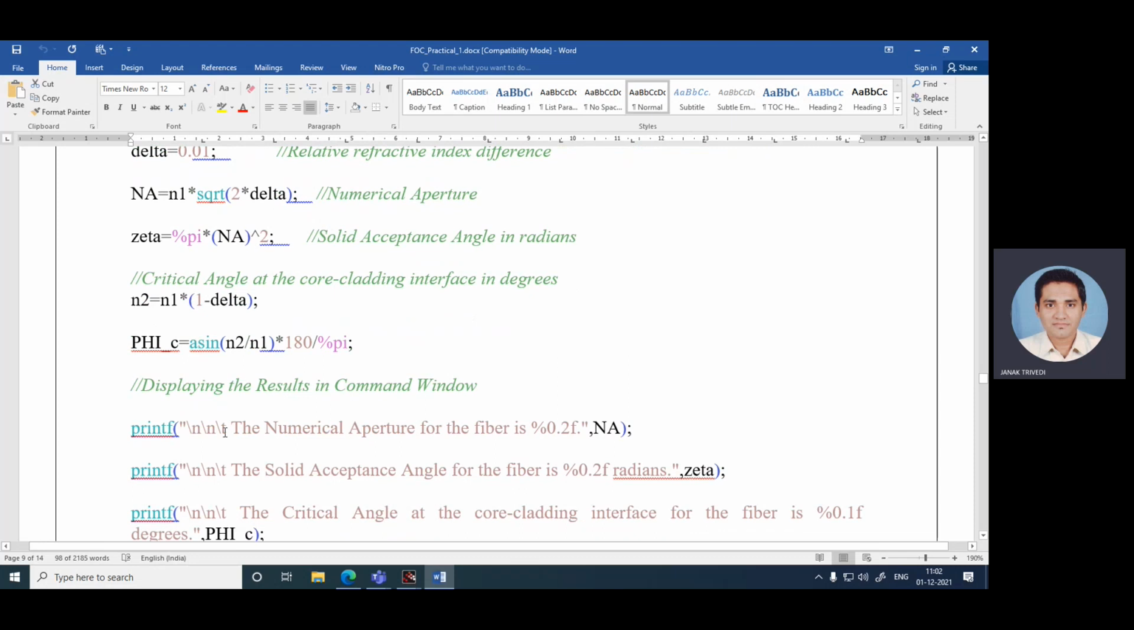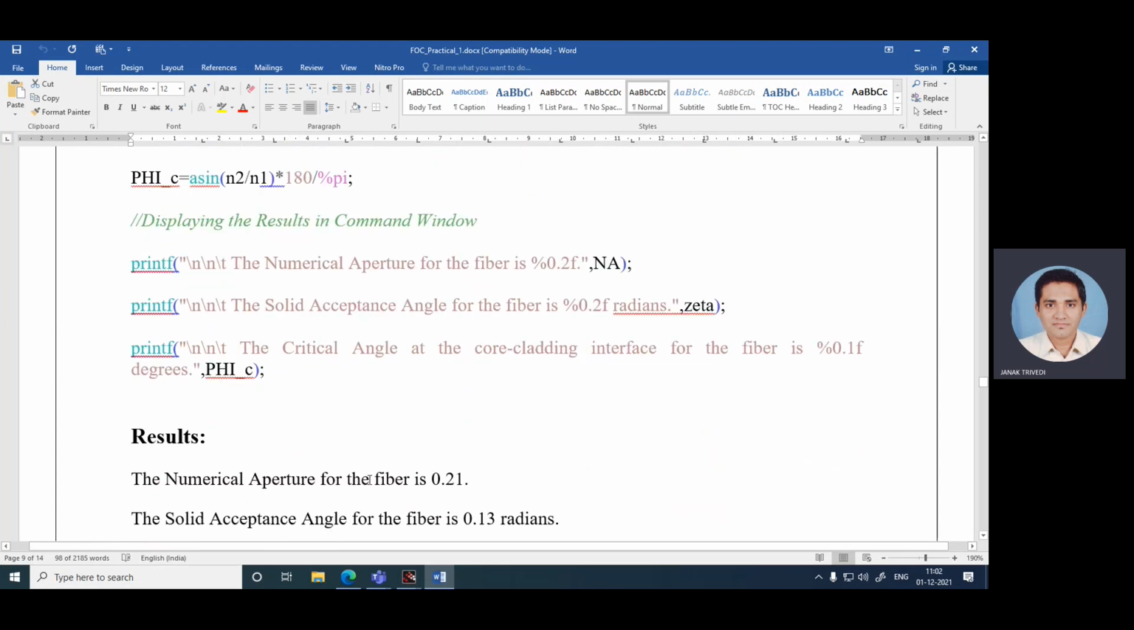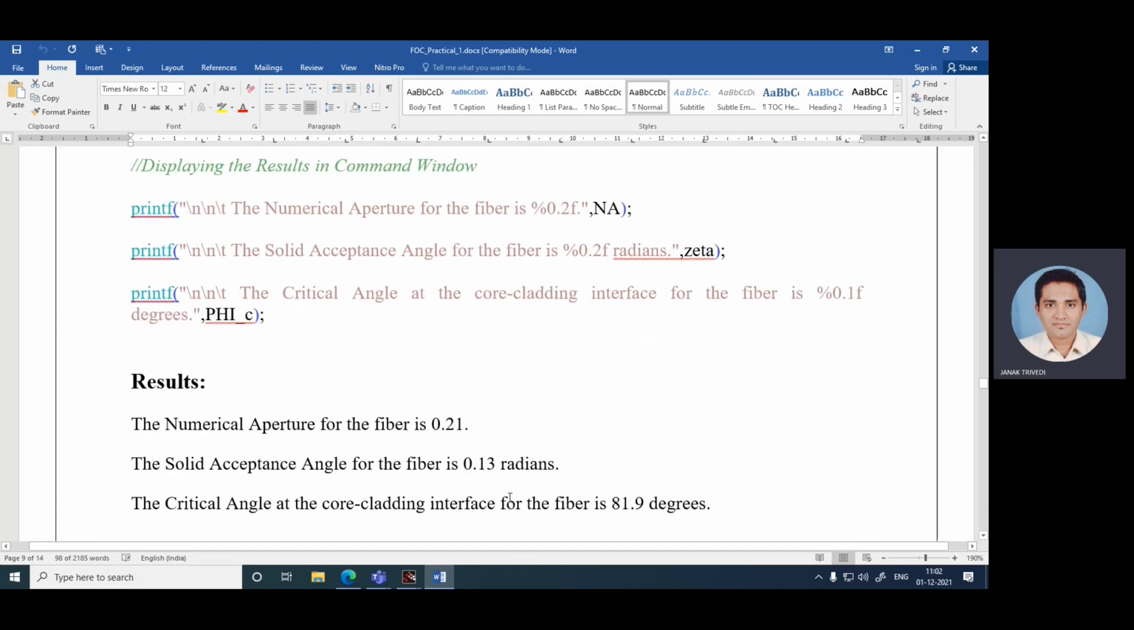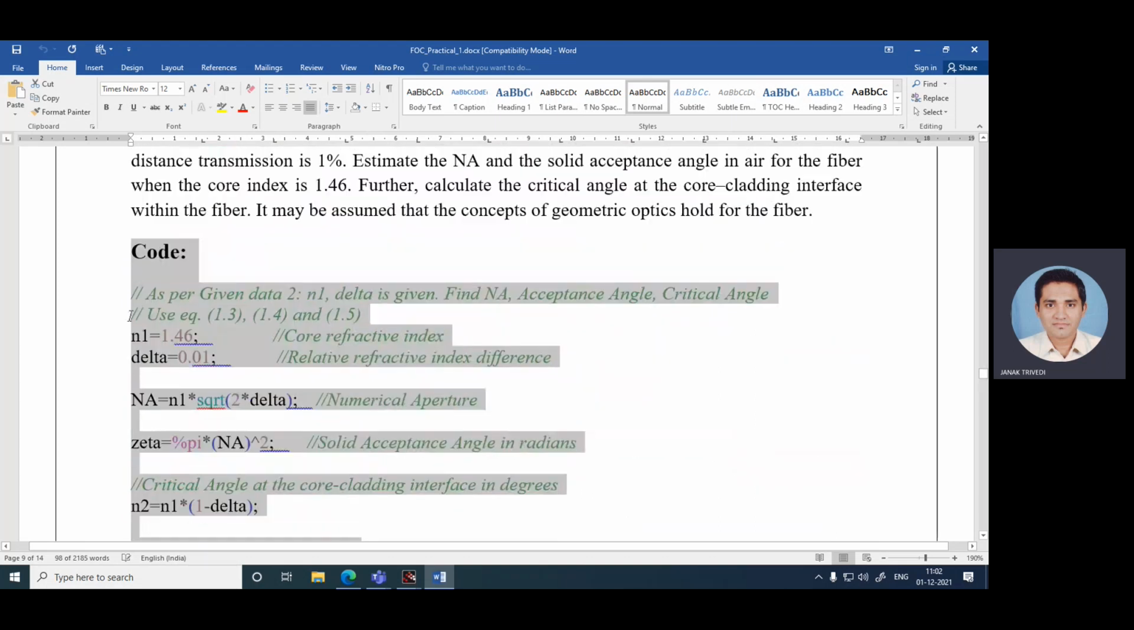seen in the window, then we use the printf function, and whatever we have to write, that we will display at the result side. So numerical aperture of the fiber is 0.21, solid acceptance angle is 0.13 radians, and the critical angle for the core cladding interface for the fiber is 81.9 degrees. So we can just verify this program with the help of Scilab also.